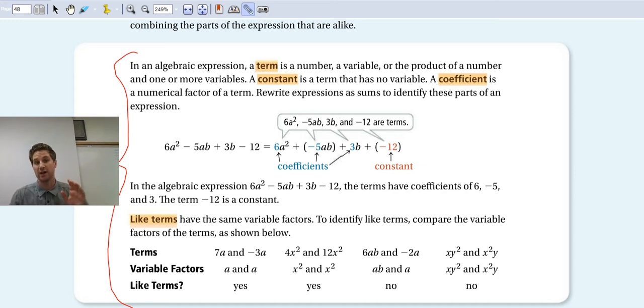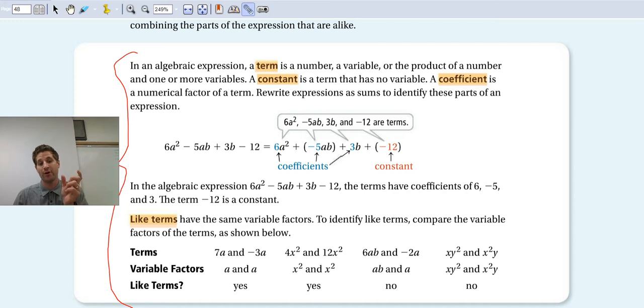Okay, so in an algebraic expression, a term is a number. So 1, 2, 3, 4, 5. A variable, x, y, z, or the product of a number and one or more variables. So 5x or 8x squared. So product means multiplication. A constant is a term that has no variable. So constants are all of our numbers. 1, 2, 3, 4. No variable. Constant means they stay the same. 5 is always going to be 5. It doesn't change. A coefficient is the numerical factor of a term.